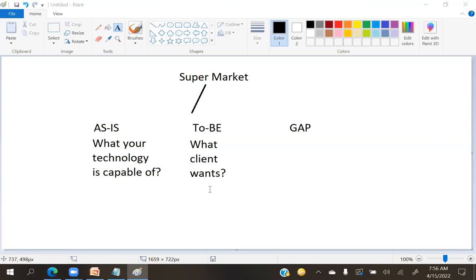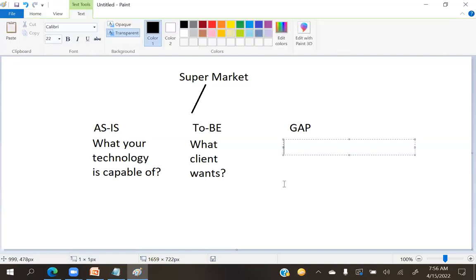Now the question is, does Java have a library for reading and generating barcodes? No. If it is not having it, it can use third parties. That means what is meant by gap? Gap means what your technology is not capable of. Then how will you fulfill the gap? To fulfill the gap, we need to depend on third parties. Lot of third parties are there.